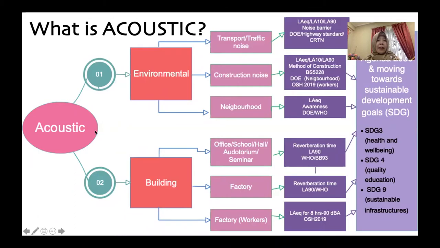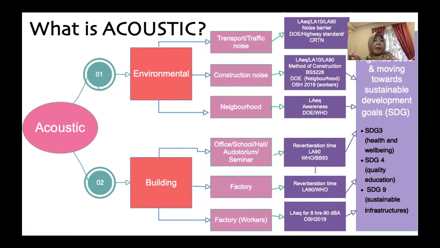You can see here the flow chart. This is the noise problem that we face today. If it happens outside, it is called environmental noise. If it happens in the building, it is called building acoustics. So we need to classify which one. What is our noise problem?